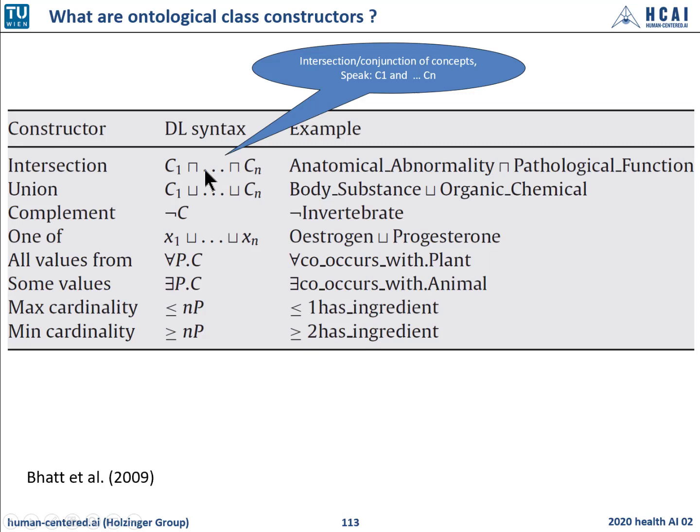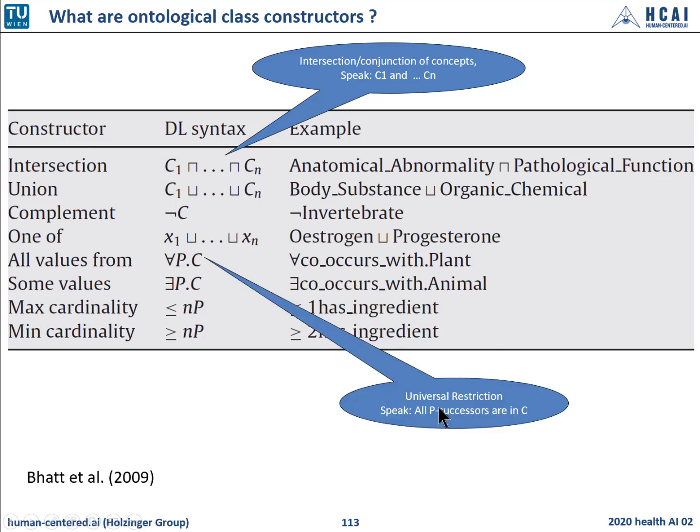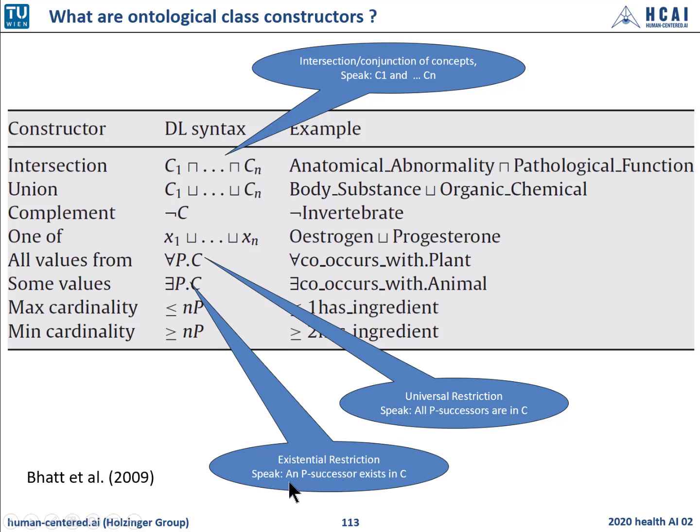For example, this is the intersection or conjunction of concepts, so speak: C1 and Cn, so anatomical abnormality and pathological function, for example. Or here, universal restrictions, so speak: all P successors are in C, so all values from this are in the other. So, for example, all co-occurs with plant. Or existential restrictions, speak: an A and P successor that exists in C. So here, for example, and co-occurs with animal.